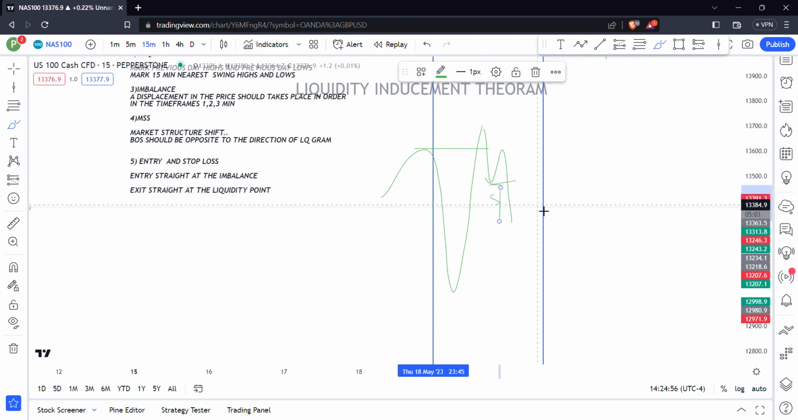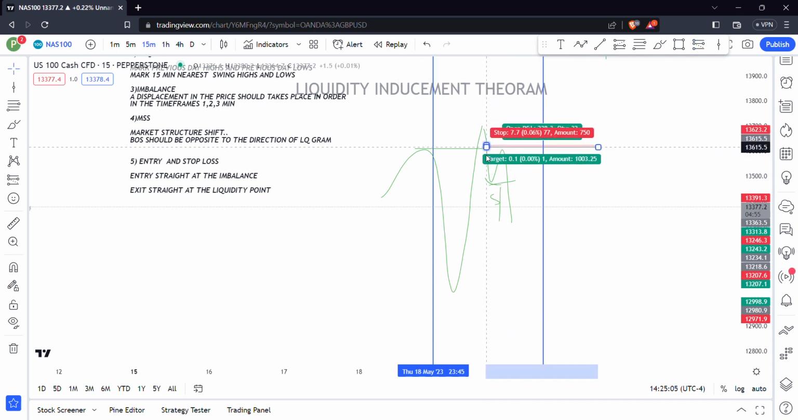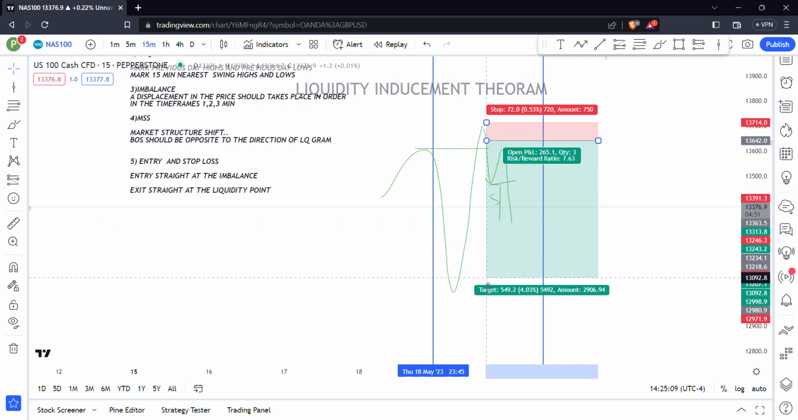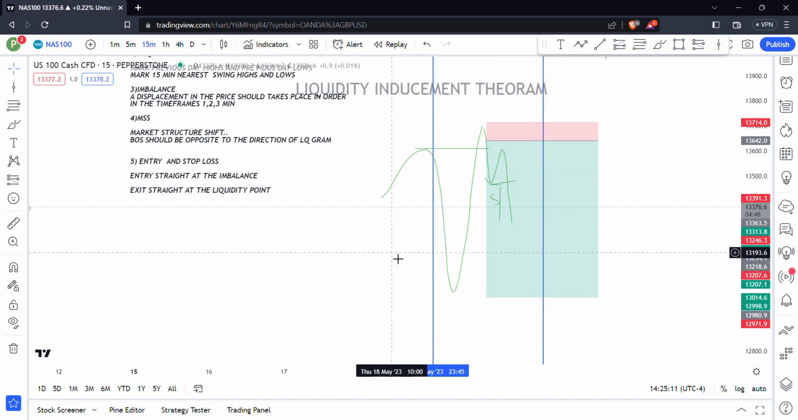So the transition happened, then we can easily take this. This is the bread and butter setup, what I usually call it. This is the trade we usually take in the markets. This is a simple trading strategy, very simple. If you can master this, you can conquer the markets. I can show you, watch this video. By the end, I will show you many backtested examples so that you can understand.